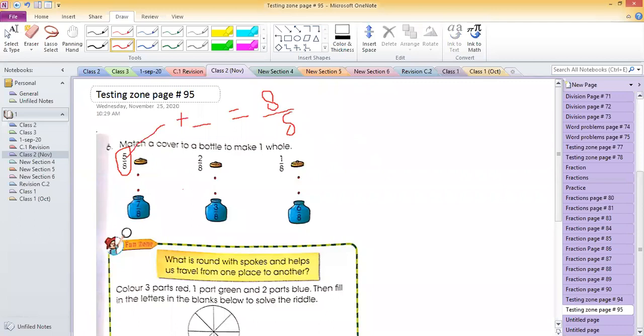Yes, guys, if you want to make this 5/8 one whole, that means you need 8 in the numerator, because 8 is already in the denominator. So 5 plus what number will give you 8? Can you tell me, 5 plus what equals 8?